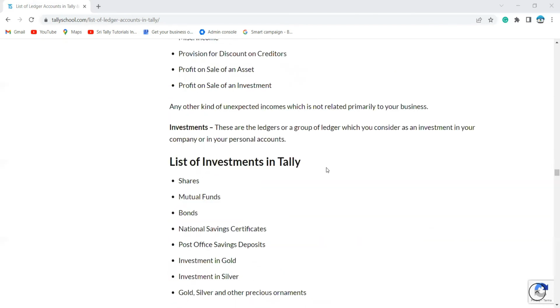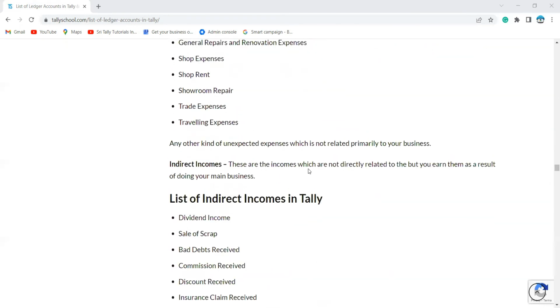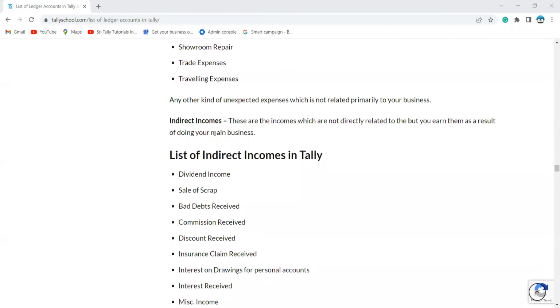Next, indirect incomes. Indirect incomes are what we receive, for example commission received in cash, which is income for us. These are incomes which are not directly related to the business, but you earn them as a result of doing your main business. For example, commission received, interest received, discount received. All this comes under indirect incomes.